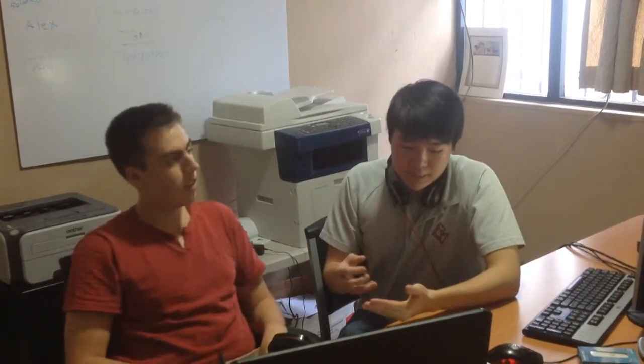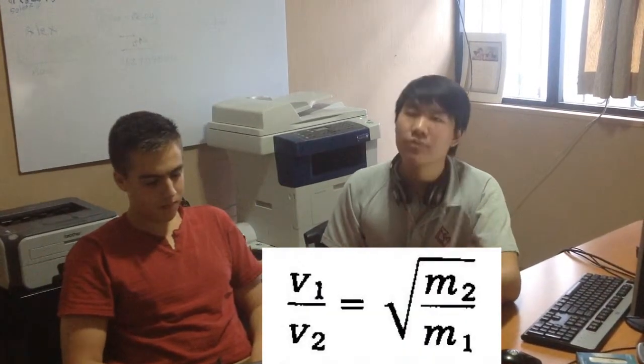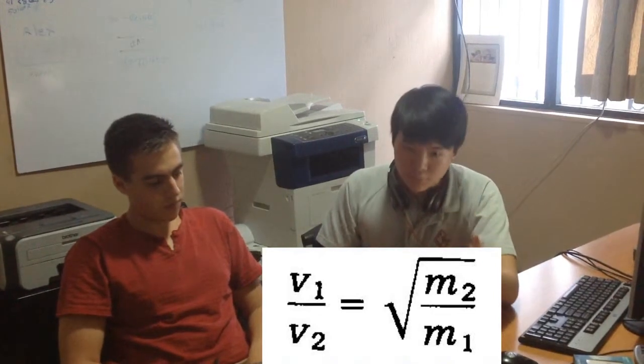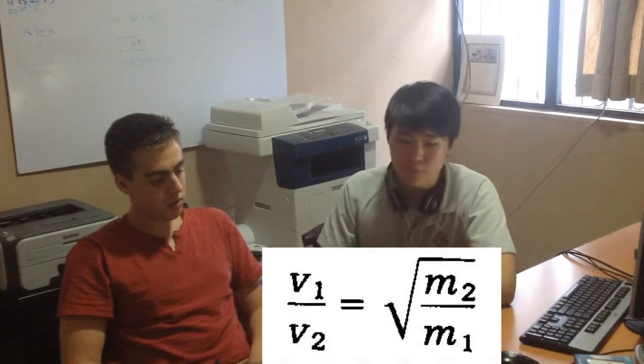So simply put, Graham's law states that the rates of diffusion of gases are inversely proportional to the square root of their masses. Alright? So, as for its formula, it's pretty much.